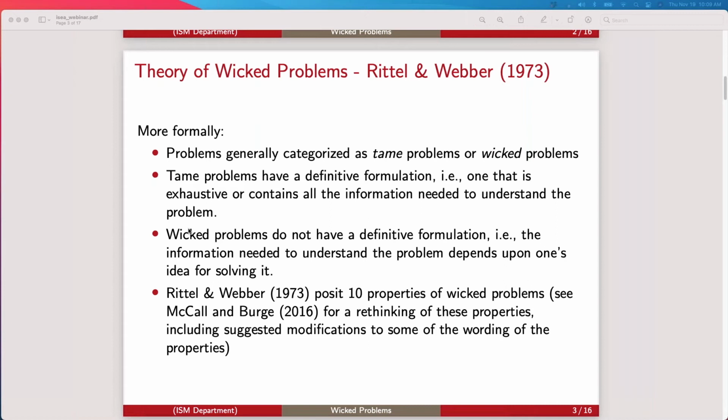Okay, and so I state here that Rittel and Webber posit 10 properties of wicked problems, and I have them listed here. I'm not going to go through every one. We won't go through any detail, but I do provide some detail in there as well. But I will say that if you want a better read, this McCall and Burge paper is a good read, and they actually go through and rethink these properties, and then they provide some suggested modifications to some of the wordings of the properties. And I believe that the McCall and Burge is more from an engineering perspective.